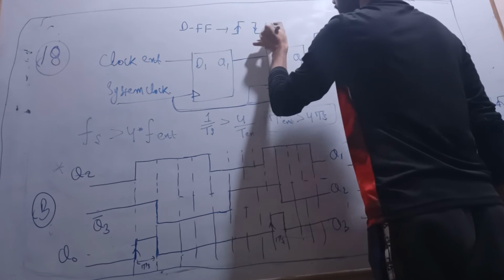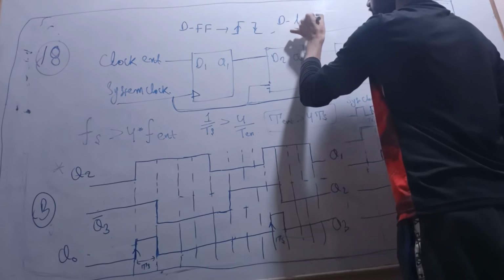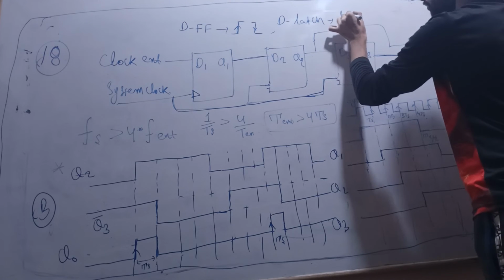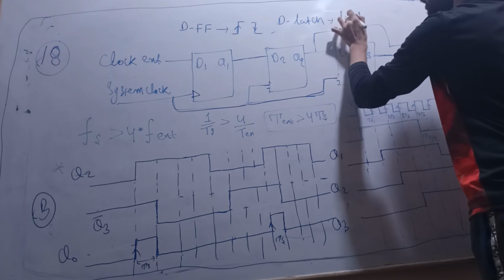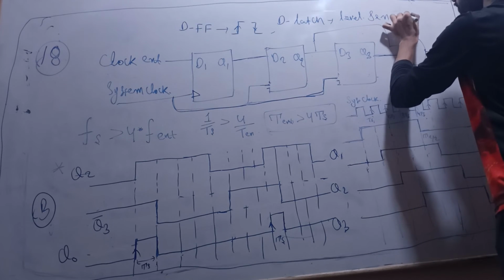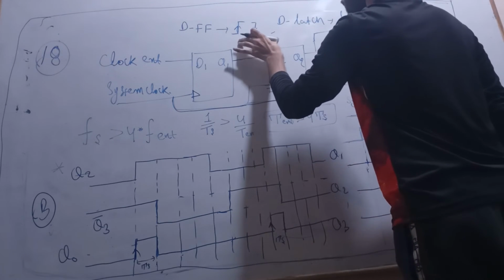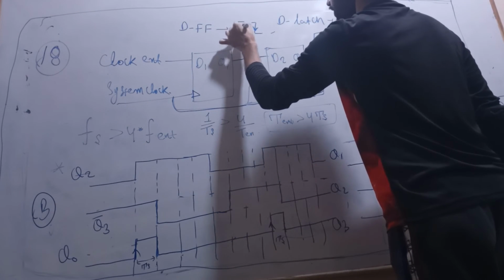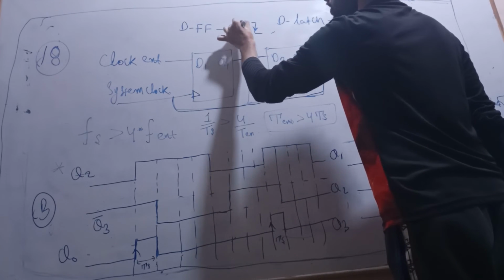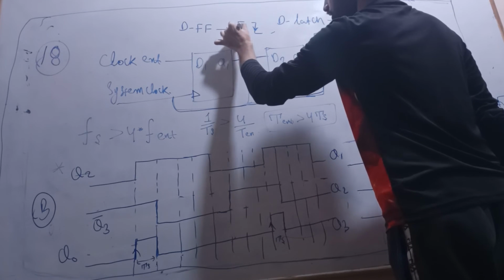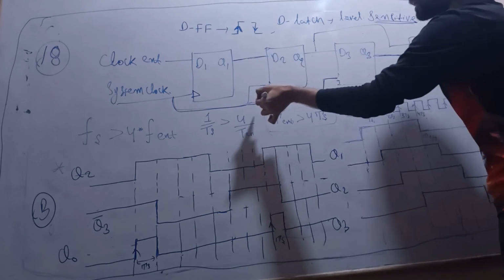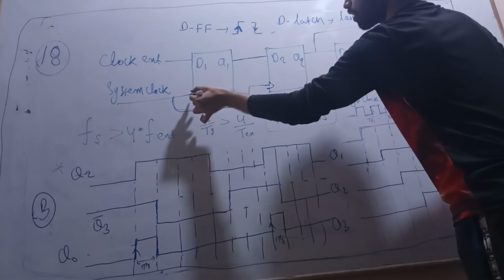But a D latch is level triggered, just level sensitive. This is level sensitive, and the flip flop is edge sensitive or edge triggered. At the edge it will get triggered, meaning the output will change at the edge, either positive edge or negative edge, depending on which type of clock pulse is connected.